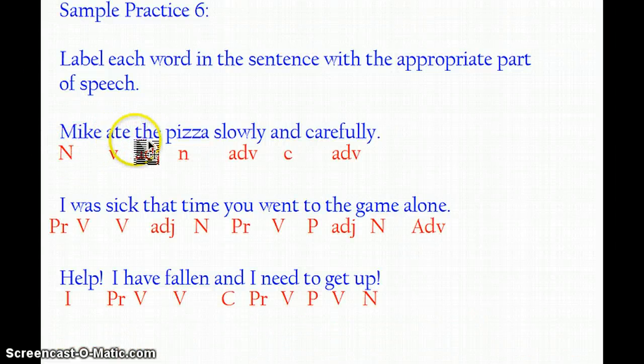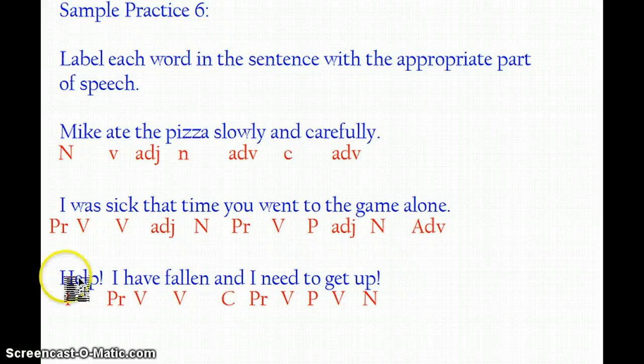Mike is a noun, ate is a verb, the is an adjective describing the pizza, which is a noun. Slowly and carefully are both adverbs describing ate, and is a conjunction. Second sentence, I is a pronoun, was and sick, both verbs, helping verb and action verb. That is an adjective, because it's a demonstrative adjective, I'm talking about the time, which is a noun, use a pronoun. Went is a verb. To is a preposition, the is an adjective describing the game, and alone is actually an adverb describing how he went to the game.